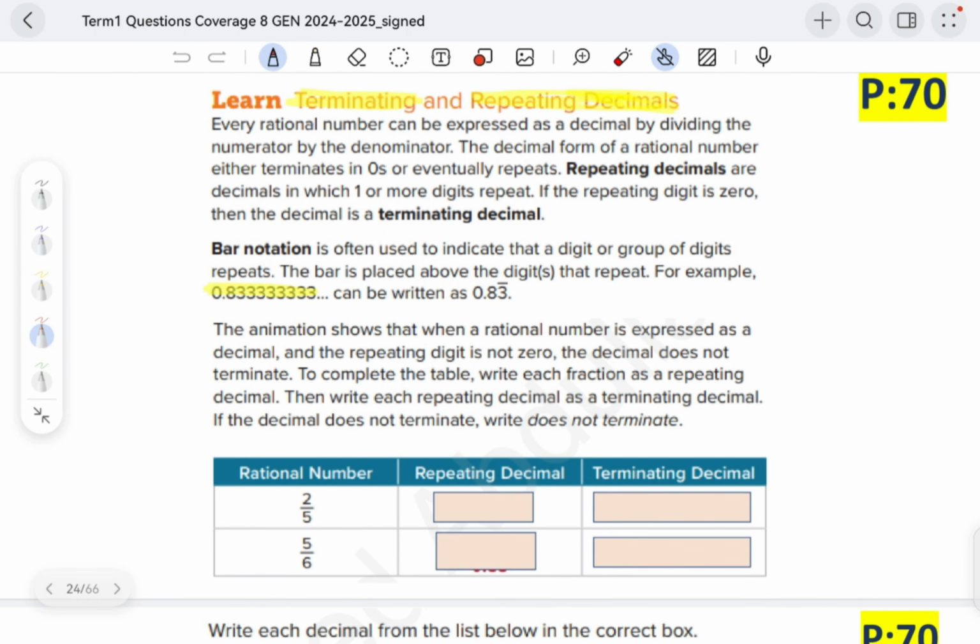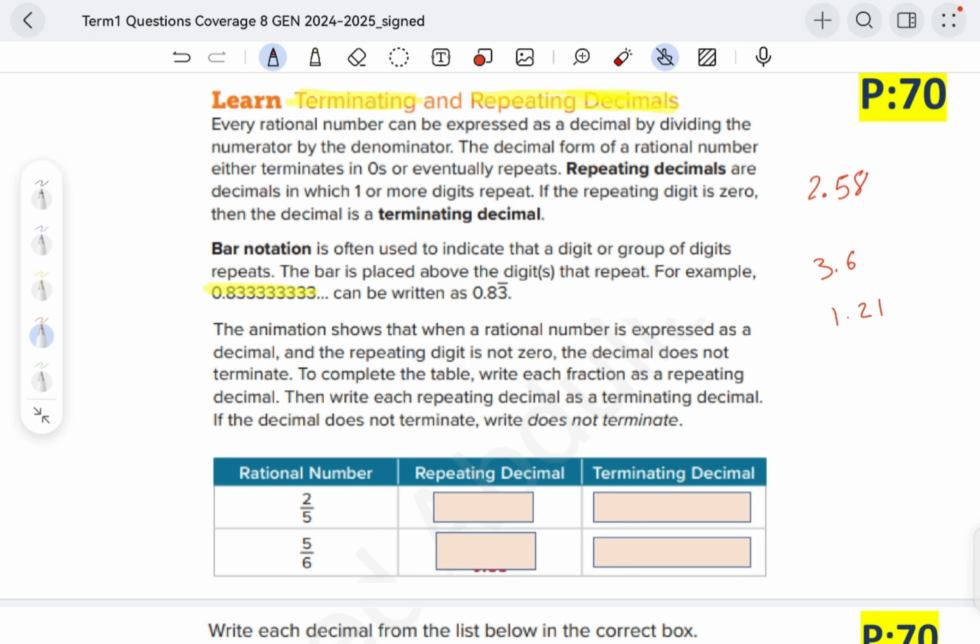In the first part, we're going to talk about terminating and repeating decimals. Terminating means a finite number of digits, like for example 2.58 or 3.6 or 1.21. All of these examples are terminating decimals. We have a finite number of digits.